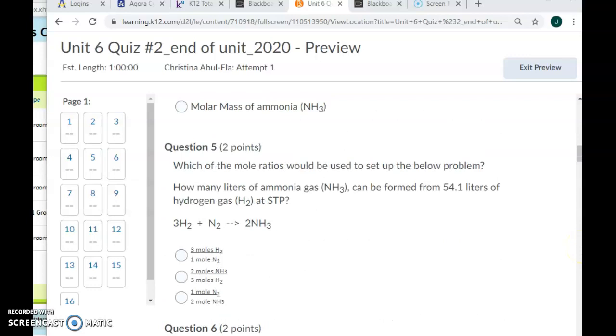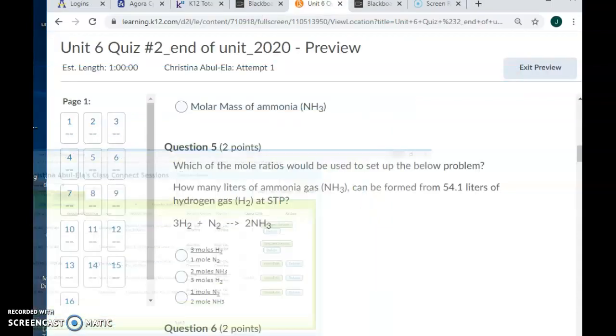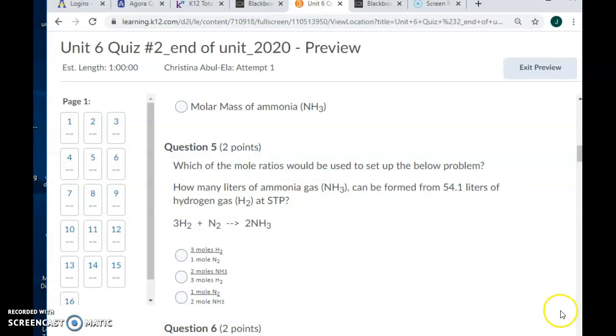Question 5. Let me read that again. I skipped over that first part. It says, which of the mole ratios would be used to set up the below problem? How many liters of ammonia gas can be formed from 54.1 liters of hydrogen gas at STP?